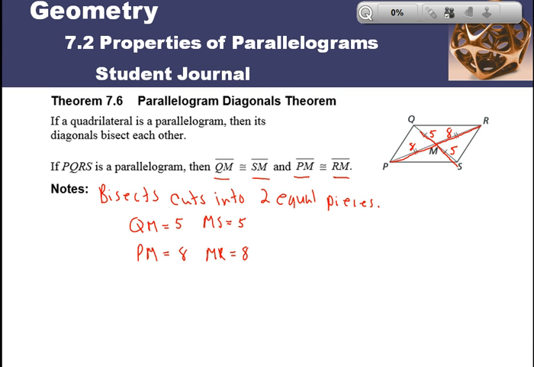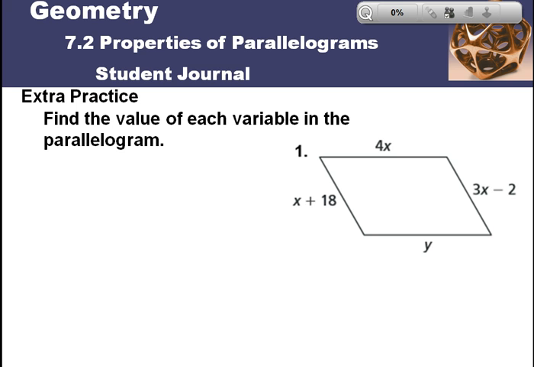Okay, great. So let's try some practice problems. These are in your book. Some of them are easier than others, but we'll get through them. So here we go. So this first one. Well, are these sides or are they angles? Yeah, they're sides, right?